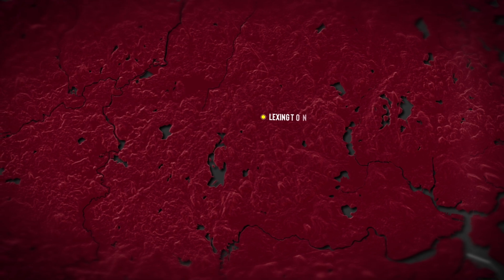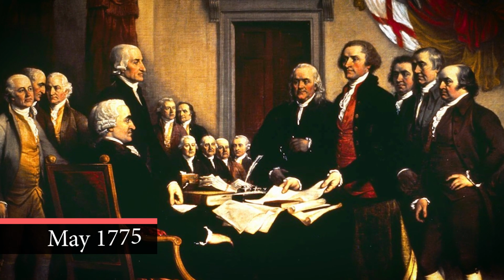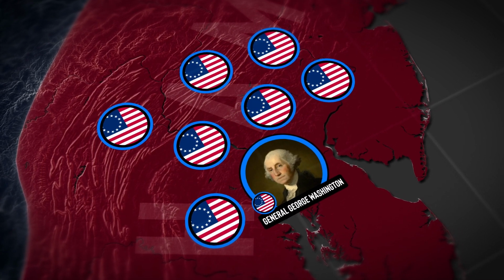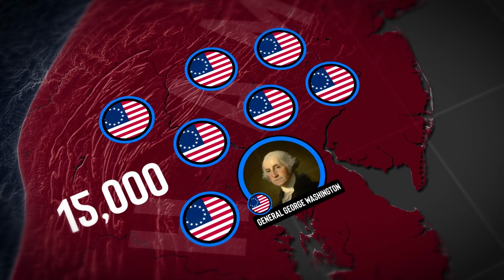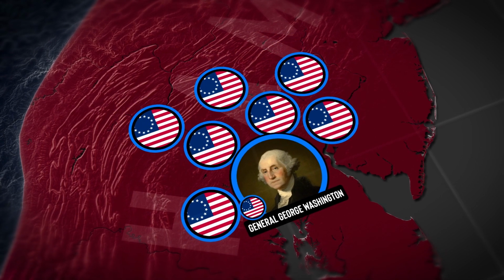Following the battles of Lexington and Concord, the Second Continental Congress convened in May 1775 and formally established the Continental Army, appointing George Washington as its commander-in-chief. The army, initially composed of about 15,000 soldiers, faced challenges of training and resources, but was unified under Washington's leadership.